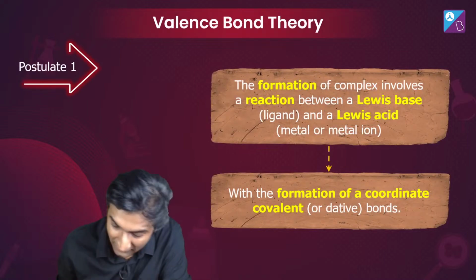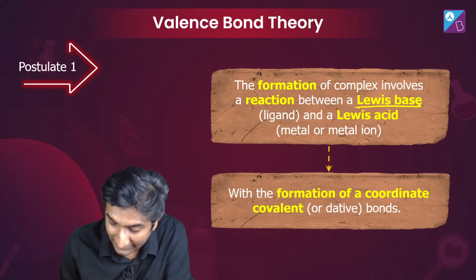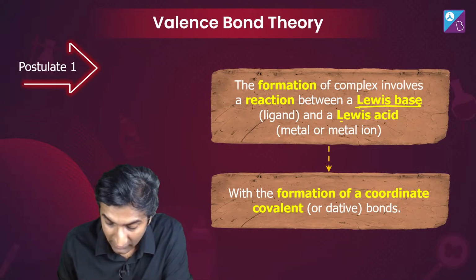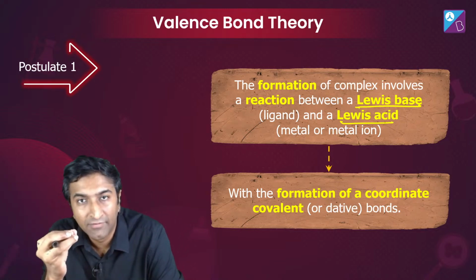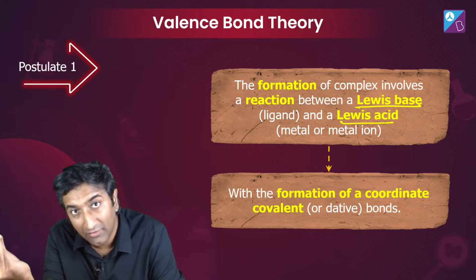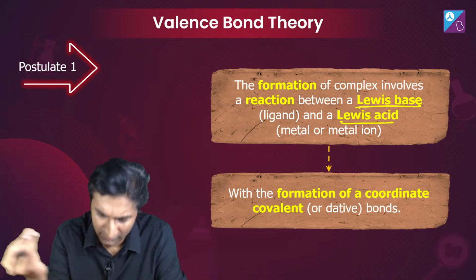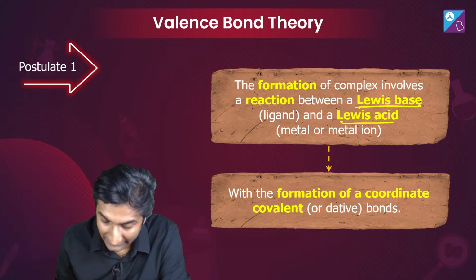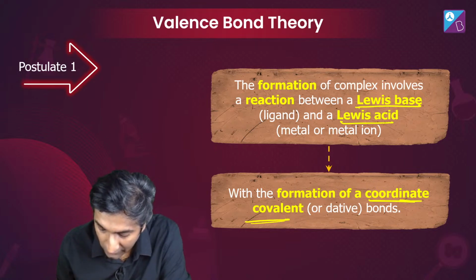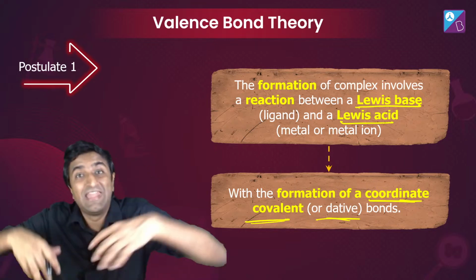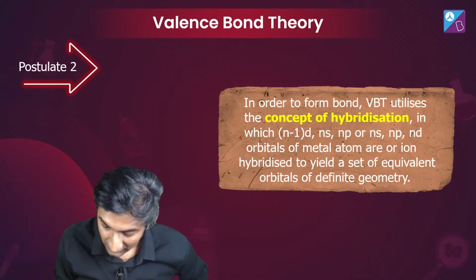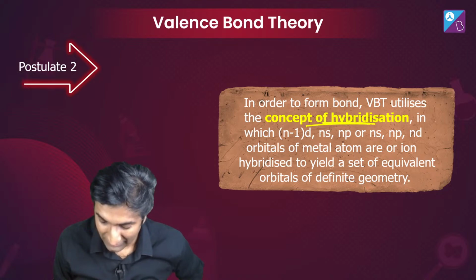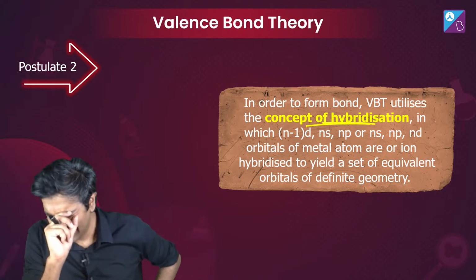Look at him. Wow, that's fascinating. Cool artwork, isn't it? So the goal that he said was, okay, the formation of a complex is a reaction between a Lewis acid and a Lewis base. Now the Lewis acid is your metal, and the Lewis base is the ligand. That's it. It's as simple as that. And there is a formation of a coordinate covalent bond or a dative bond. Hence the name coordination chemistry. Okay?